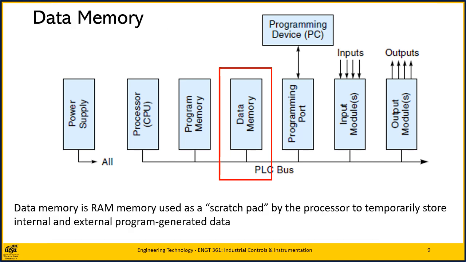Data memory is RAM memory used as a scratch pad by the processor to temporarily store internal and external program-generated data. For example, it would store the present status of all switches connected to the input terminals and the value of internal counters and timers.